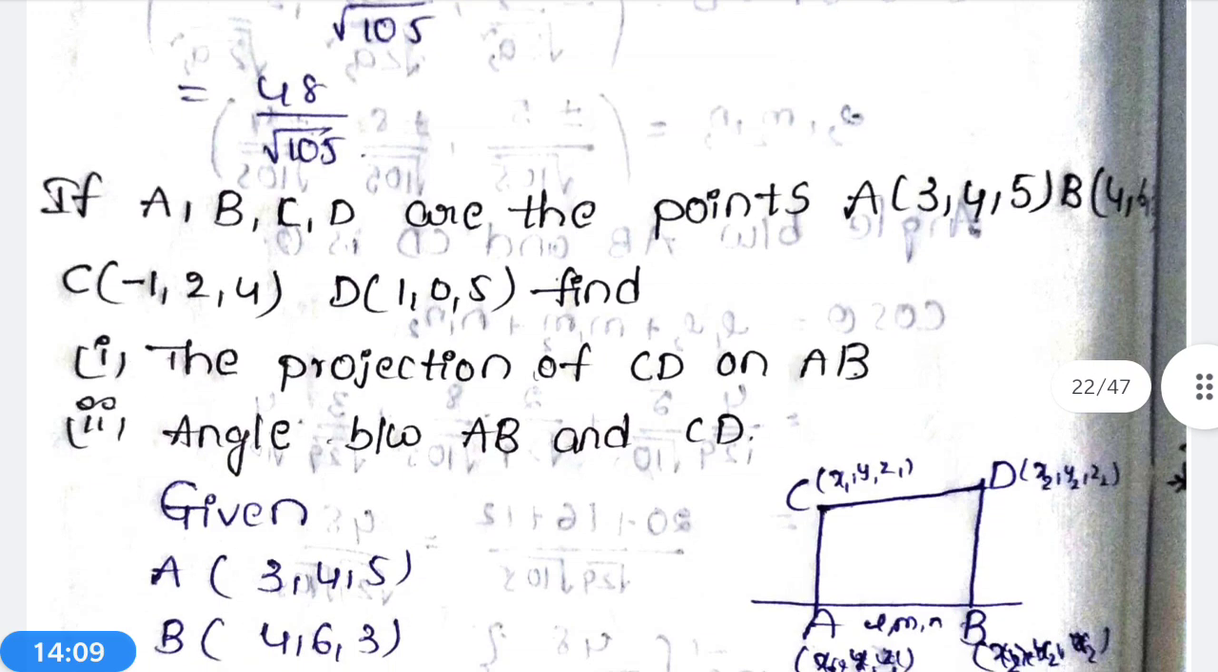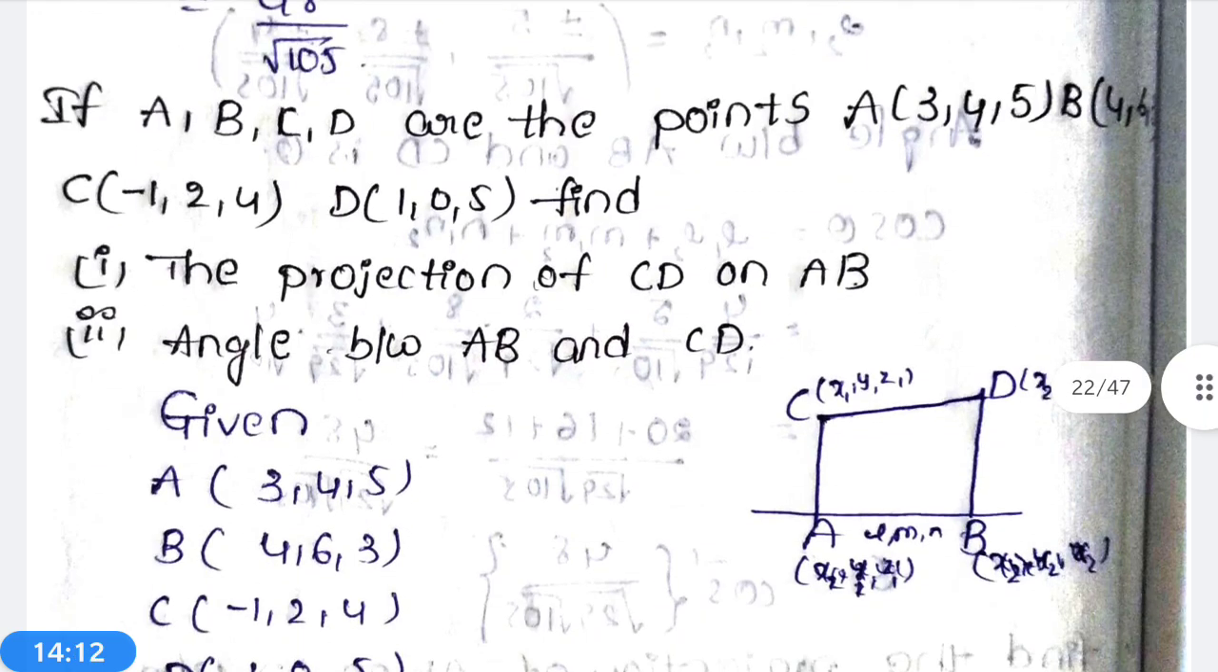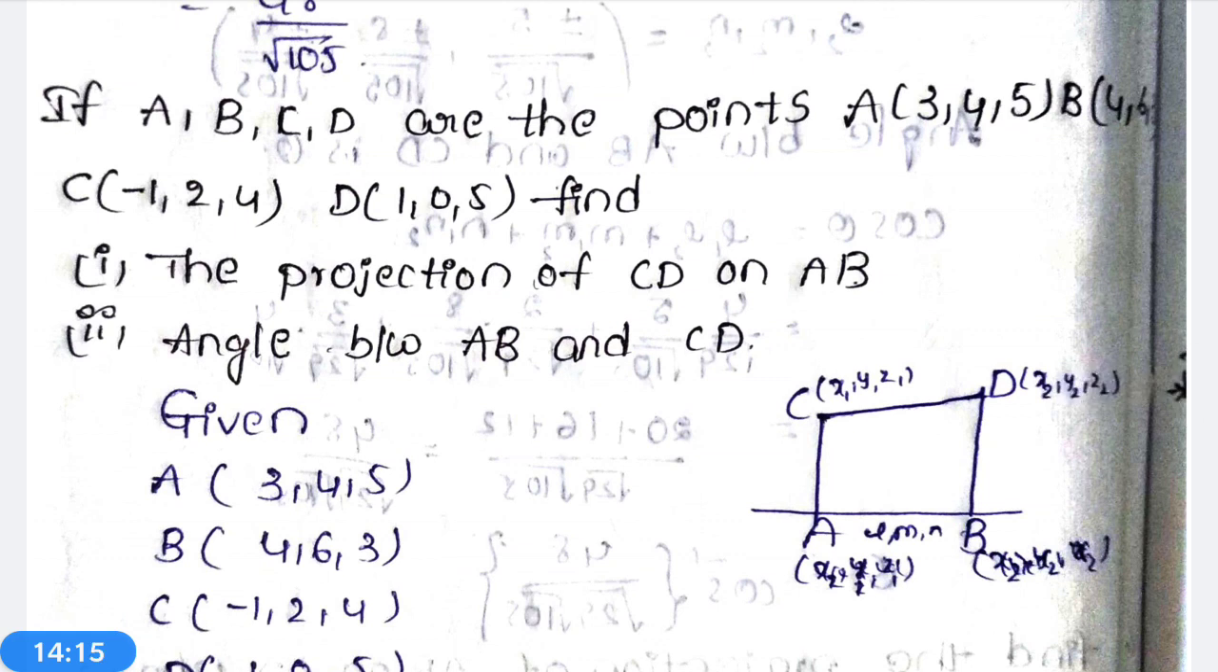Another problem. If A, B, C, D are the points A 3, 4, 5, B 4, 6, 3, C minus 1, 2, 4, D 1, 0, 5. First question, find the projection of CD on AB. Second question, angle between AB and CD. What are A, B, C, D? A 3, 4, 5, B 4, 6, 3, C minus 1, 2, 4, D 1, 0, 5. Projection of CD is needed.